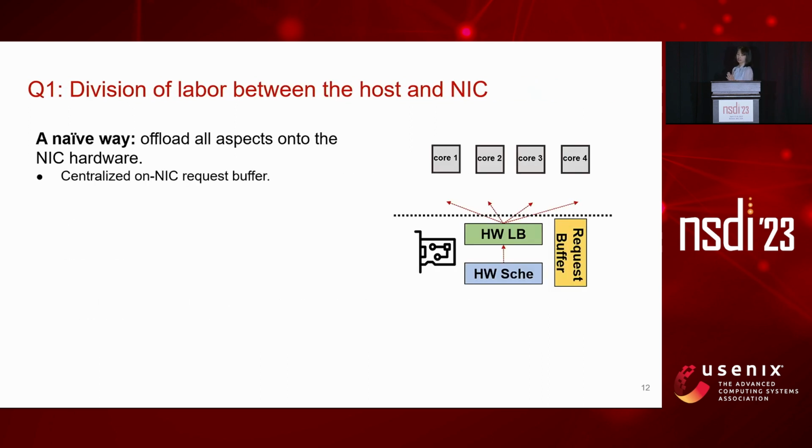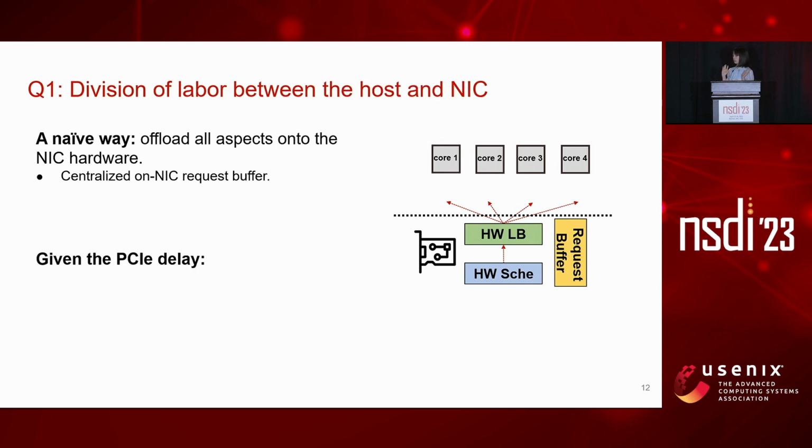The first question is how to divide the labor between the host and NIC. A naive way is to offload all aspects into the NIC hardware. That means the NIC will have a centralized request buffer to buffer incoming requests, and a hardware scheduler to reorder requests based on their priority, and then a hardware load balancer will steer the highest priority request to the idle CPU core when a core becomes idle. This could achieve the centralized single queue scheduling and load balancing policy.